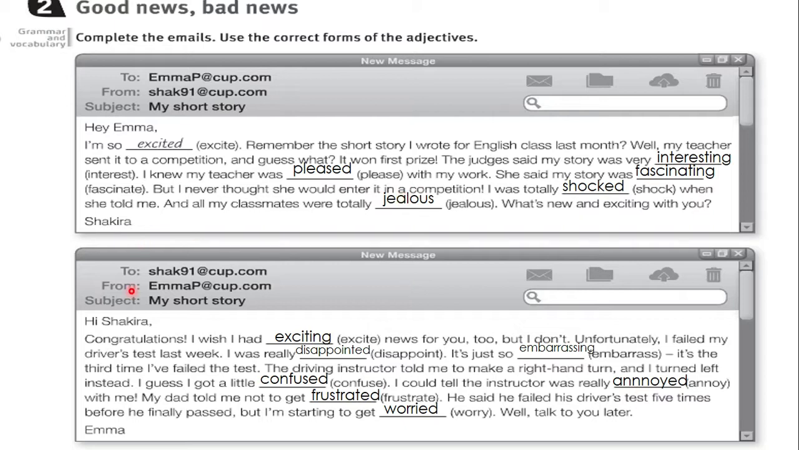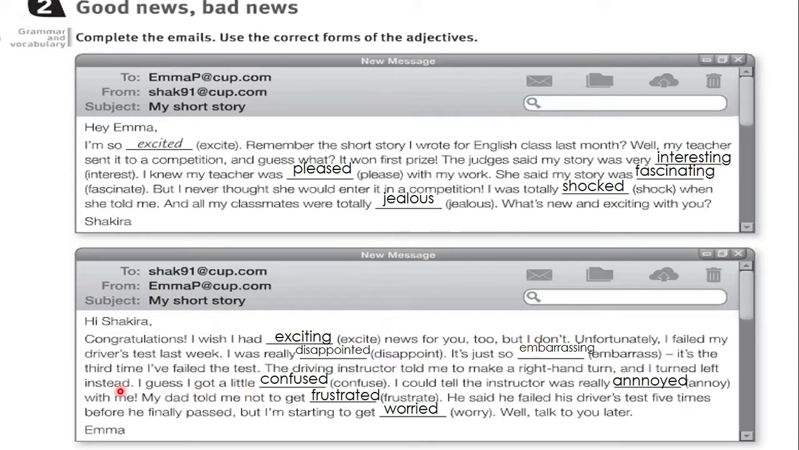Shakira. So, Emma is answering, "Hi Shakira, congratulations. I wish I had exciting news for you." Yeah, so she's describing the news, "but I don't. Unfortunately, I failed my driver's test last week. I was really disappointed." This is how I felt. "It is just so embarrassing." So she's describing the situation. The situation is embarrassing. La situación es un poco vergonzosa.